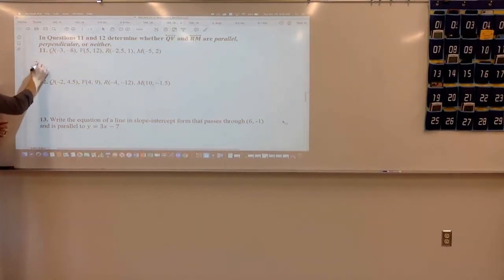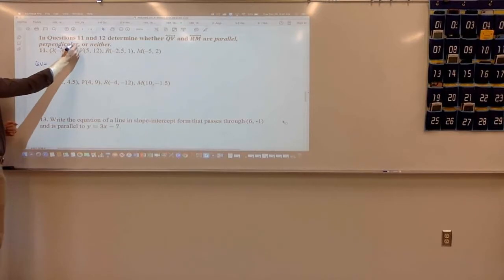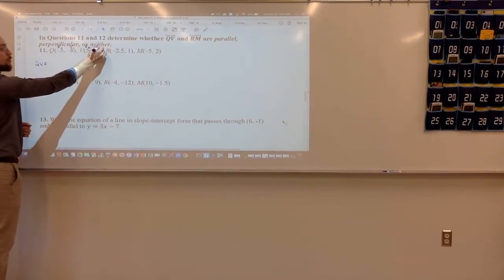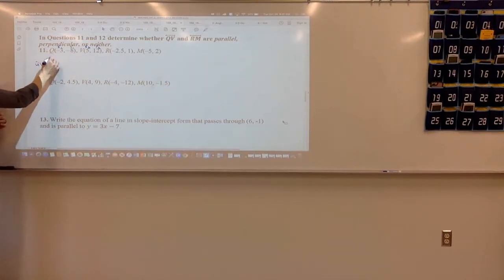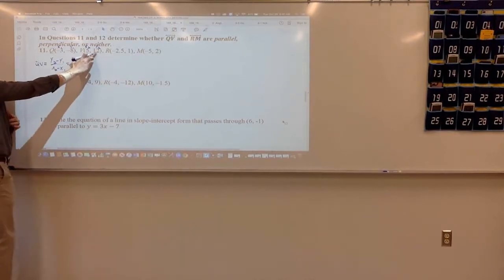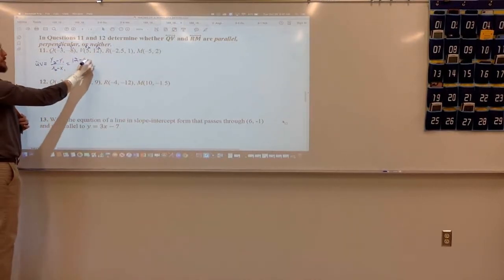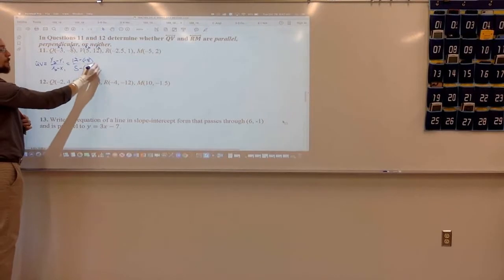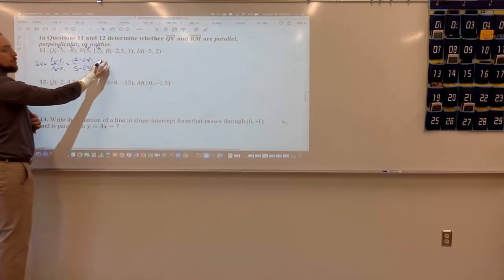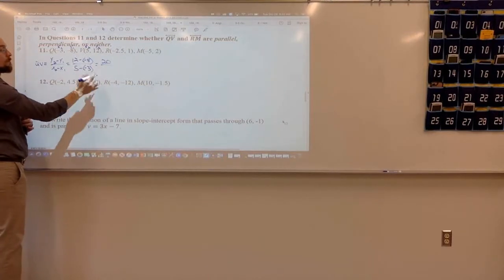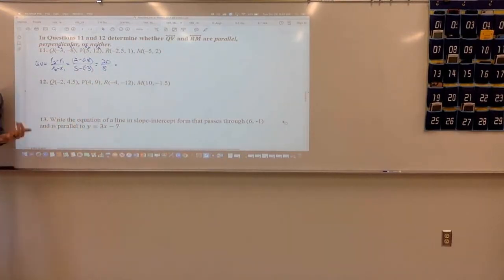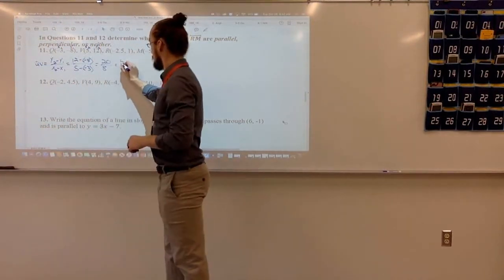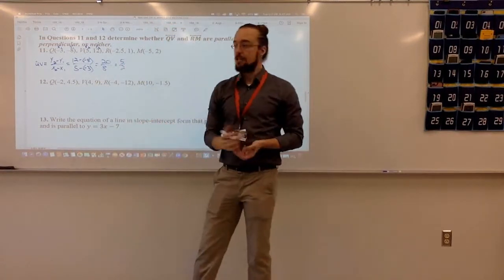So my first slope of QV, remember always label your points, x1, y1, x2, y2. So my formula, y2 minus y1 over x2 minus x1. So I get 12 minus negative 8 over 5 minus negative 3. So 12 minus negative 8 would be 12 plus 8, so that's 20, over 5 minus negative 3 would be 8. And then we always want to reduce. So 20 over 8 does reduce to 5 over 2.